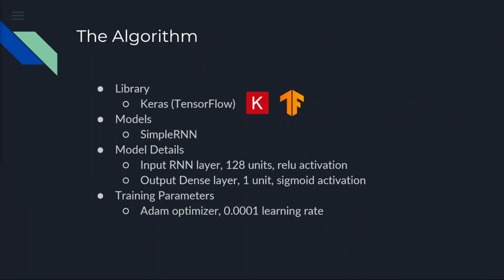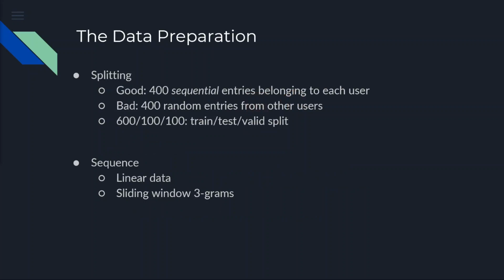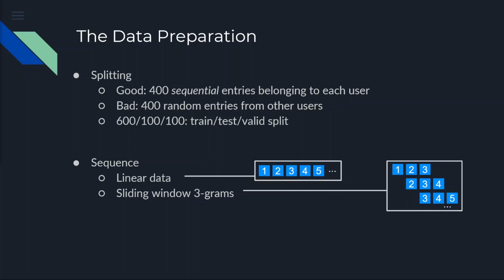If you're interested in our implementation, we used the Keras library provided by TensorFlow to train a simple RNN model, and the other details describe how we opted for a higher number of hidden layer nodes and a decreased learning rate. For data prep, we chose the user's 400 entries as the good data, and then for bad, we chose 400 random entries from the other users. We then split that into our training, testing, and validating sets. We also wanted to compare our normal linear data with sliding window 3-grams, which, as it suggests, we iteratively read 3 keystrokes at a time instead of reading the whole password timing at once.